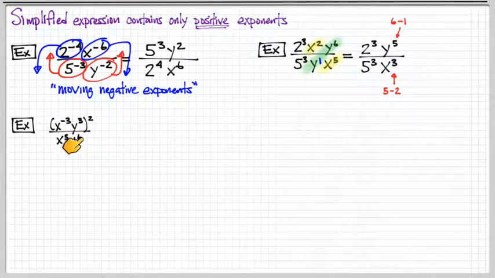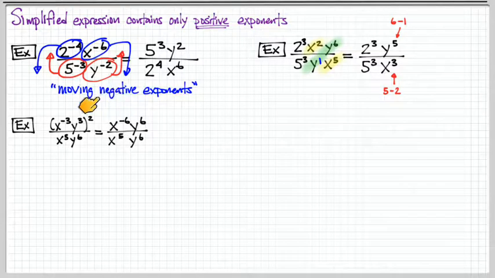I have this expression here. Let's deal with the numerator term first, multiplying this 2 times the negative 3 and the 3 here. So negative 3 times 2 is negative 6. 3 times 2 is equal to 6.